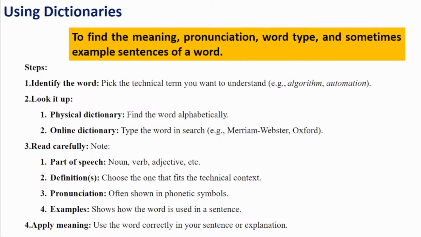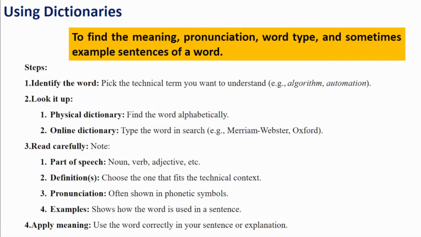So, here we have identify the word, right? The first thing you should do is pick the technical term you want to understand, right? It can be any technical term and it can be any other word, right? Based on your lessons, you can take the technical terms that you find and then look for them, right? So, physical dictionary. You can just use a physical dictionary like the Oxford, anything like Malalasekara and any type of dictionary and find the word alphabetically, right? So that helps you to improve a lot, as I told you before.